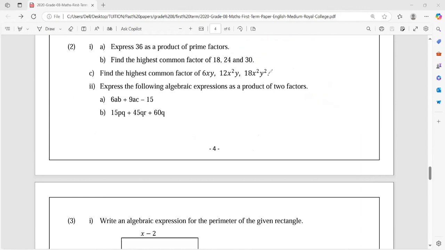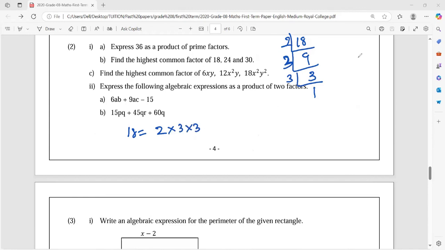Find the highest common factor of 18, 24, and 30. First, the highest common factor of the numbers: you can get all the prime factors of these three numbers. 18 divided by 2 is 9. You can't divide by 2 again, so you divide by 3, it is 3, then you divide by 3 again, it is 1. Then you can write 18 equals 2 into 3 into 3.